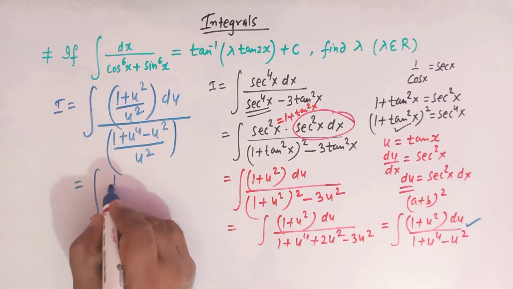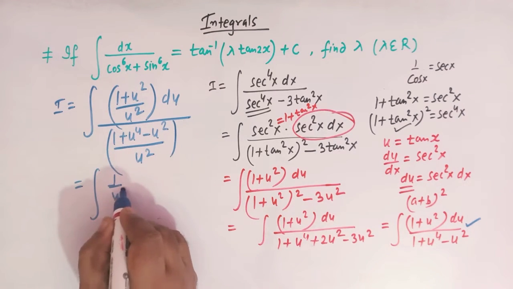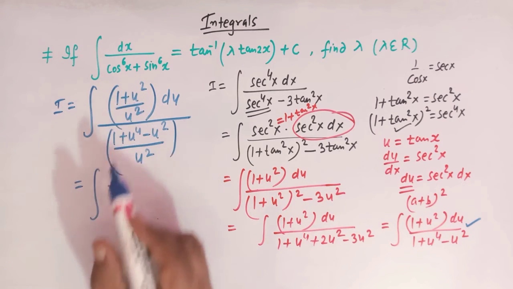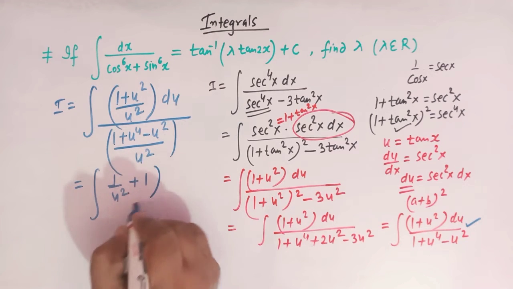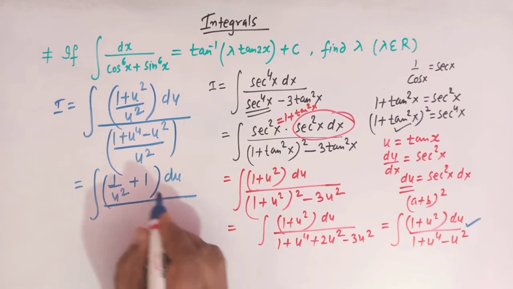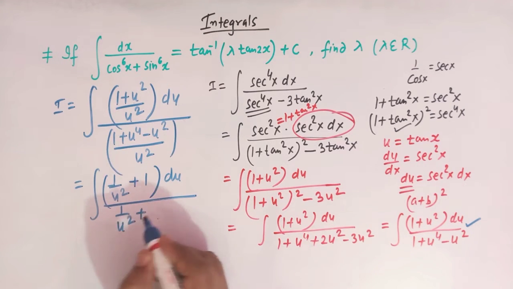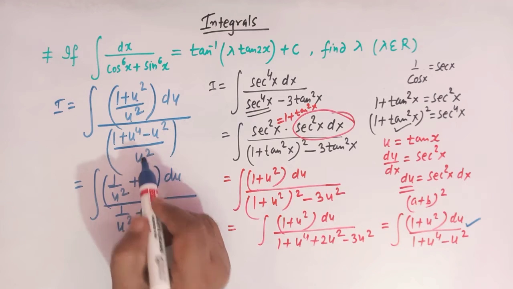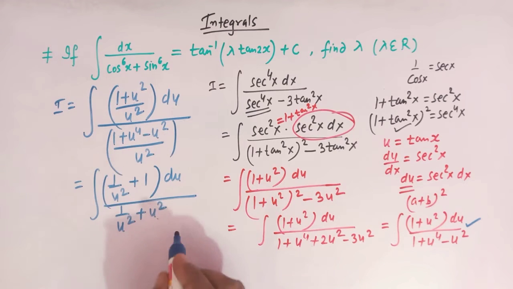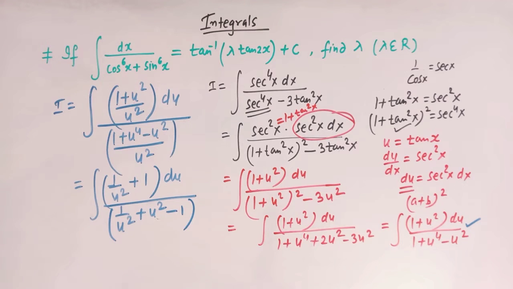So now we can simplify it. So we can split here. So we have 1 over u square, writing this term as a sum of two terms, and here we have 1, so we have 1 plus 1 over u square du divided by here we have 1 over u square, and then u raised to 4 over u square is u square, and u square gets cancelled, so we have minus 1, right?